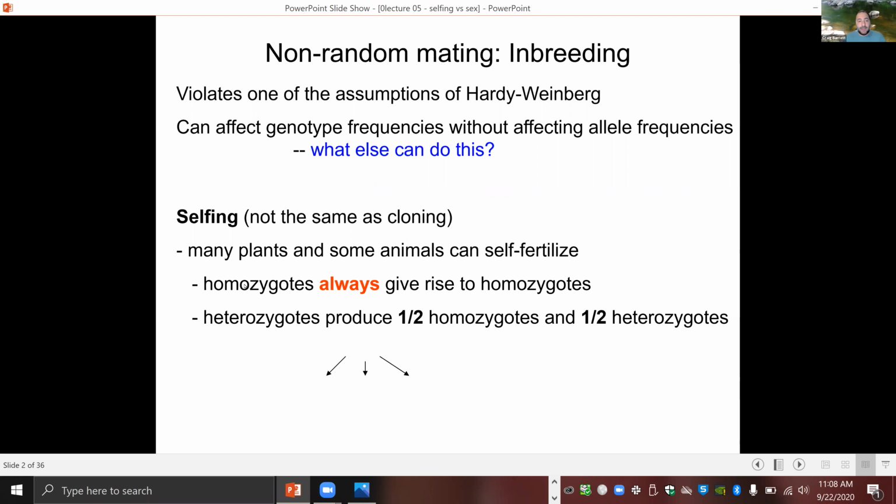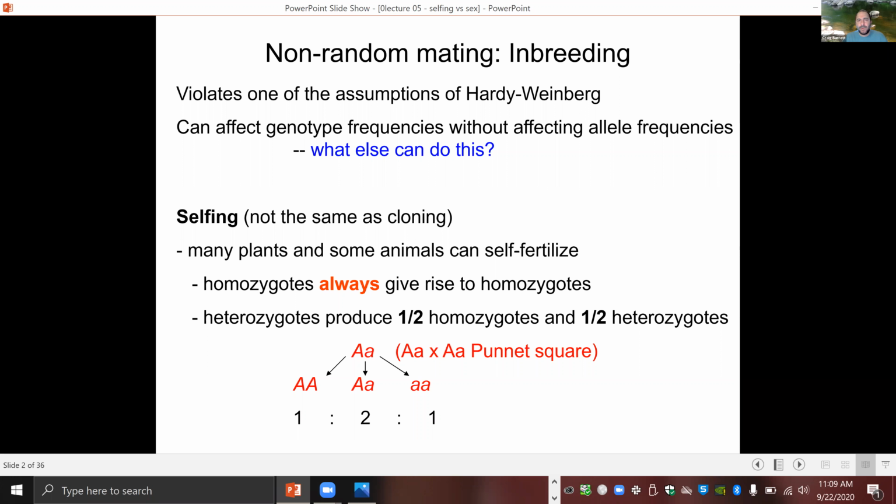So the key here is that homozygotes will always give rise to homozygotes, and that just comes straight from your Punnett square. Big A times big A yields all big A, and the same for little a. However, with heterozygotes, if you have big A little a selfing, you produce half homozygotes and half heterozygotes. Okay, so that comes straight from the Punnett square. All right, so you have a 1 to 2 to 1 ratio of this homozygous genotype, to heterozygote, to the other homozygous genotype.